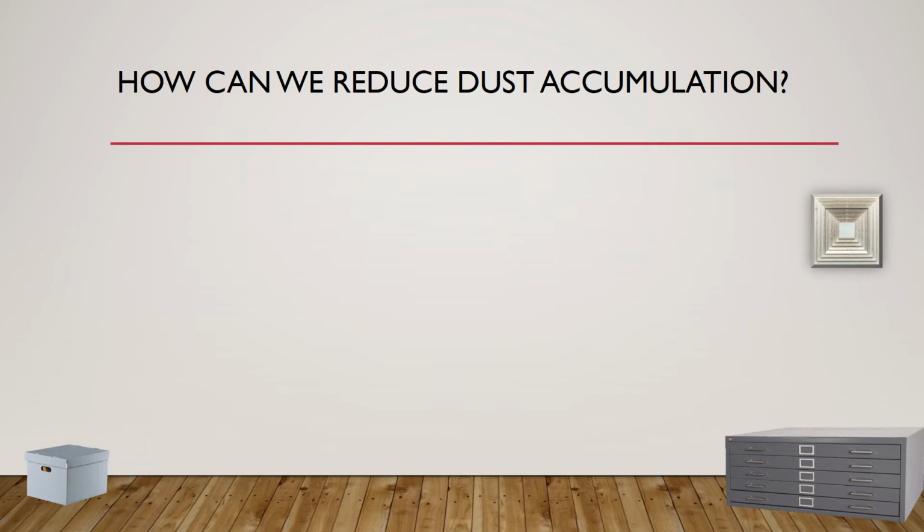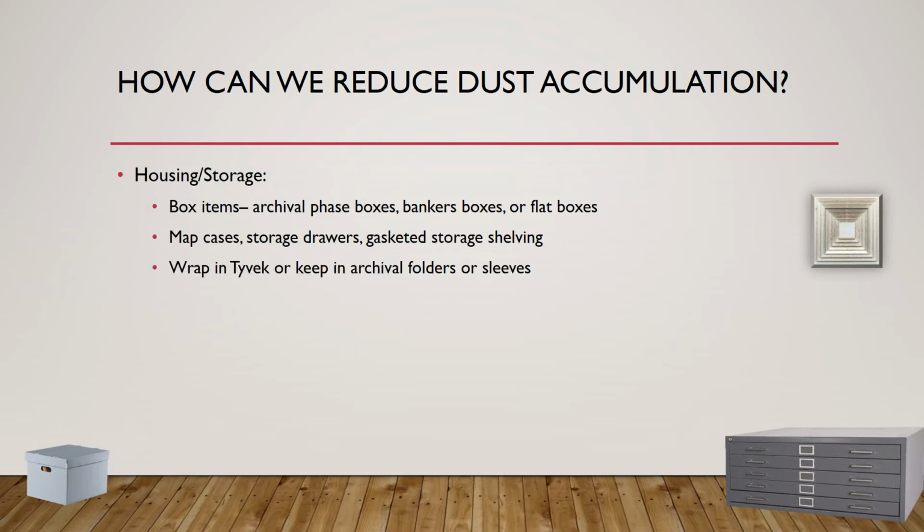So how can we reduce dust accumulation? Housing is huge. Placing items in archival boxes, enclosed shelving, or even wrapping them in Tyvek or archival paper, or putting them in archival folders or polyester sleeves can dramatically reduce the amount of dust they will be exposed to.